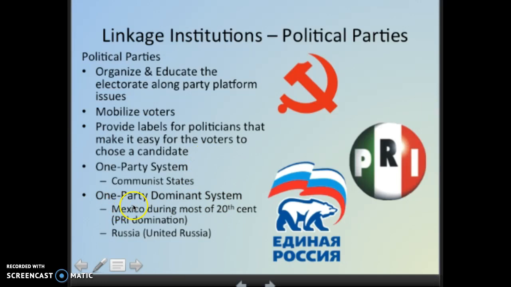One dominant party is the idea that there are competing parties, but it's not true competition. They really don't have the ability to compete in elections. In non-democratic regimes or in illiberal democracies, you'll see that political systems may allow a small, non-threatening party to exist, but not a true competition. So see this in Mexico during most of the 20th century when the PRI dominated, or United Russia today, Putin's party.